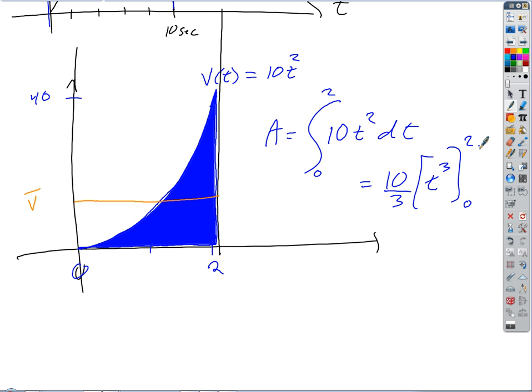So I could either include the 10/3 in here, or just leave it out front. What is the quantity 10 to the third power, 10 cubed, evaluated from 0 to 2? I'm always going to start with the top limit, so 8 minus 0. The answer is just 10/3 times 8, which is 80/3. That's the area under the curve.